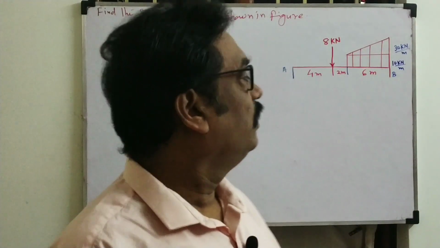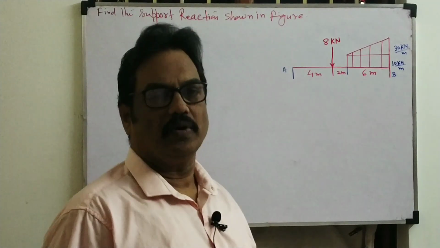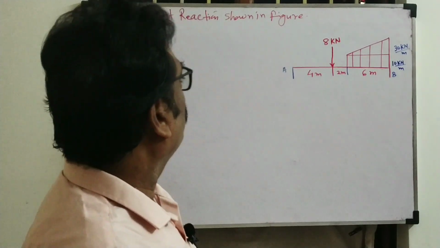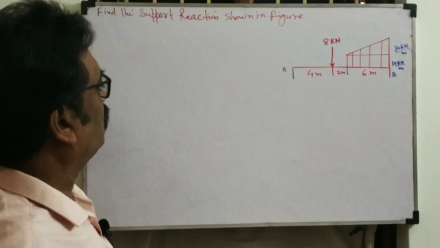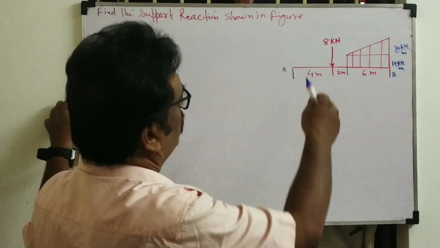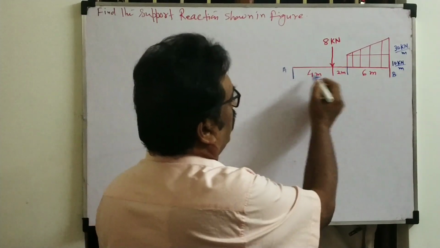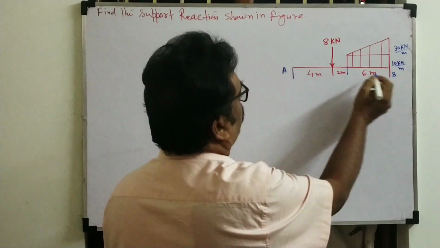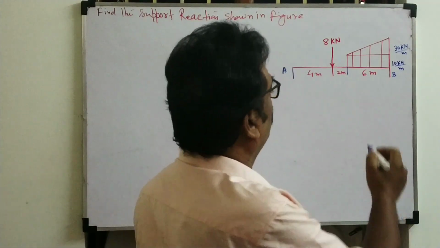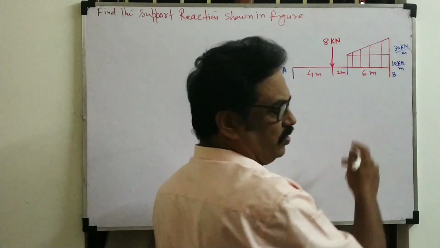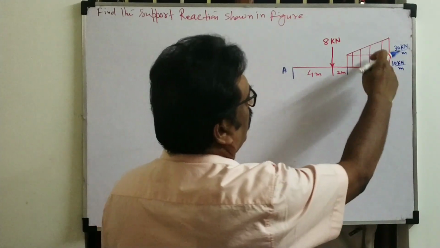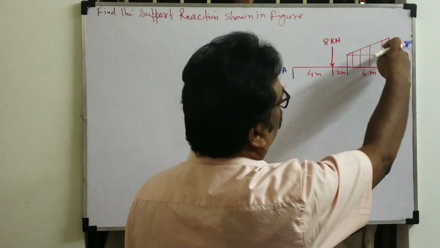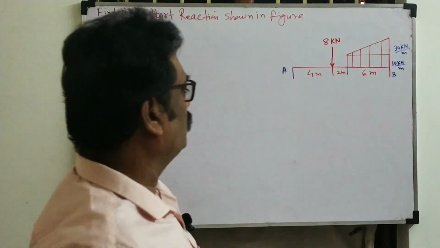Today I am going to solve this one support reactions problem. This given problem is there in your board. Find the support reactions of the given figure. AB is the beam. One point load is there. One UDL and UVL, uniformly distributed load and uniformly varying load, both are connected together. So how will we solve this?